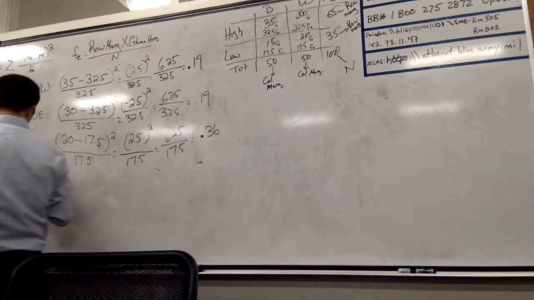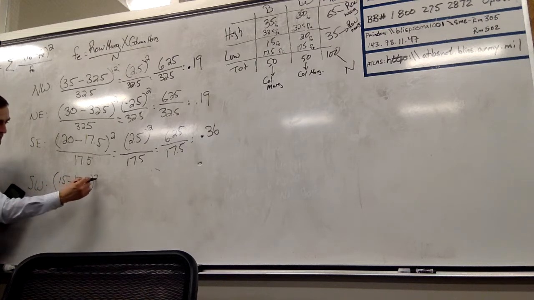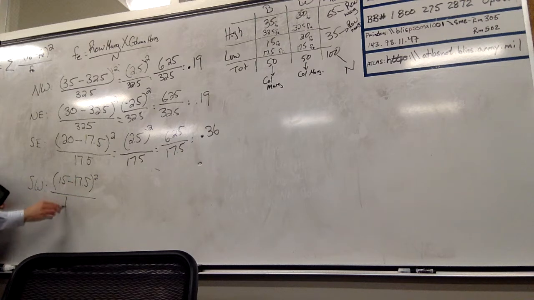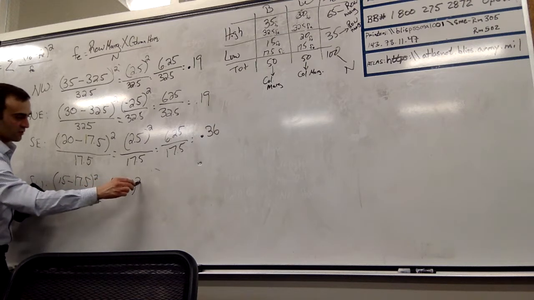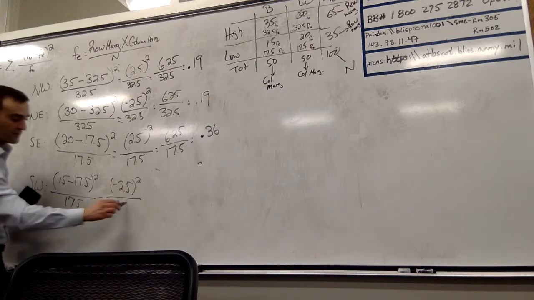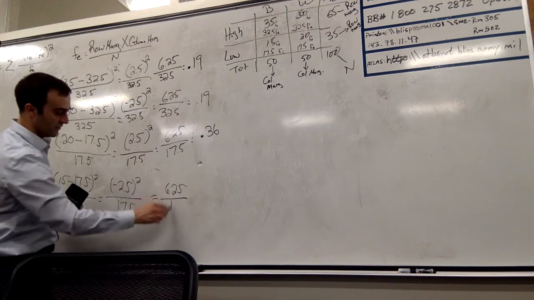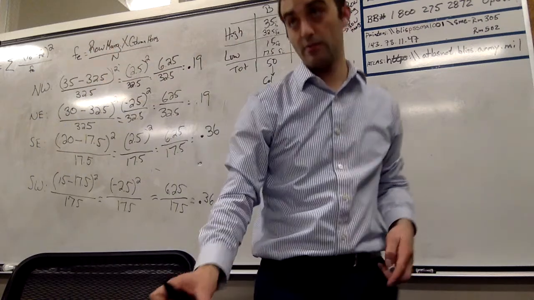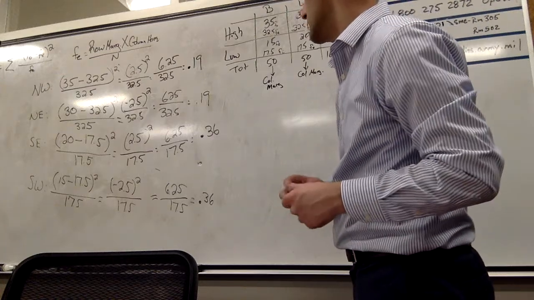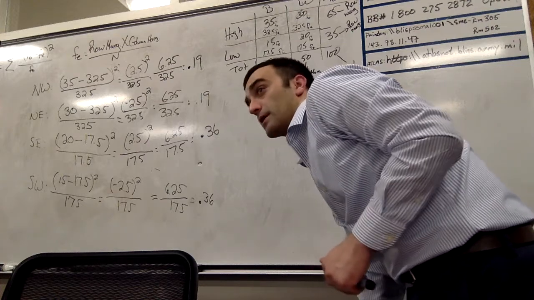The last cell, clockwise, is the southwest cell. We observed 15 minus the expected of 17.5. Square it, and then divide by the expected of 17.5. So you get a negative 2.5 squared on the top, divided by 17.5. And so you eventually get 6.25 over 17.5, which, just like before, is 0.36. Does everybody see how we got these four numbers for each cell, respectively?